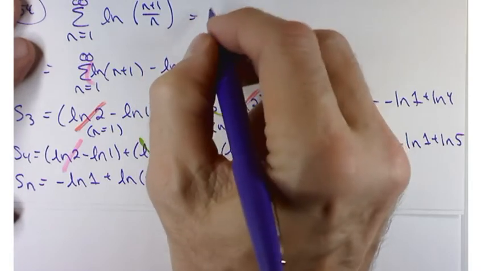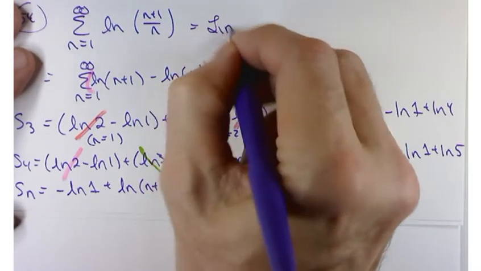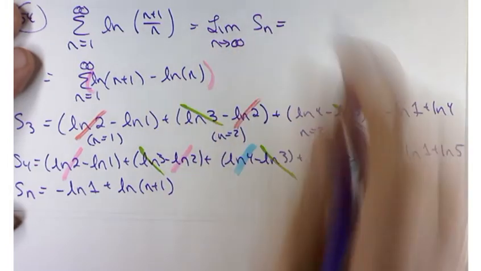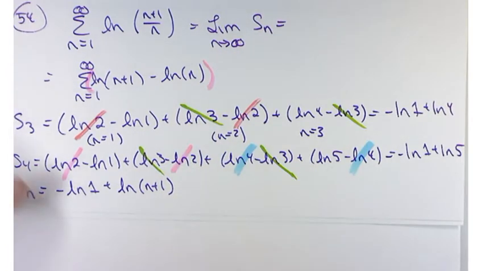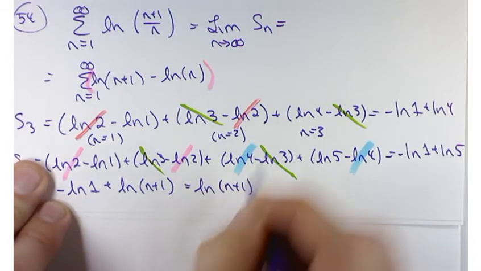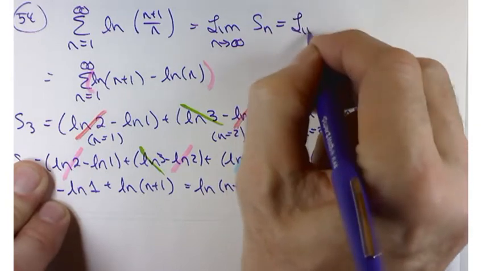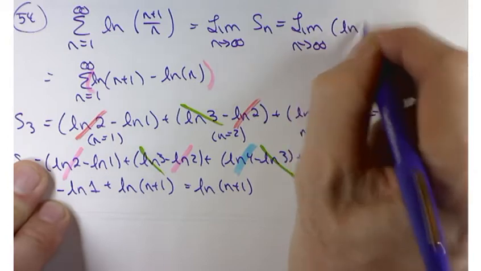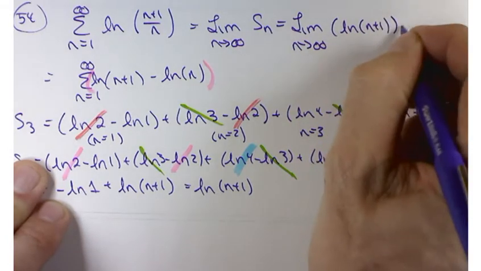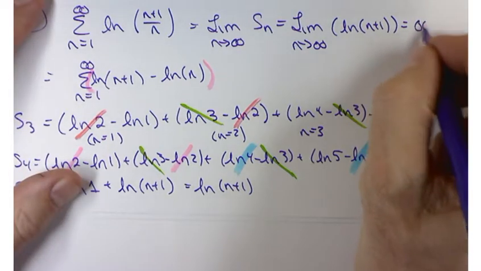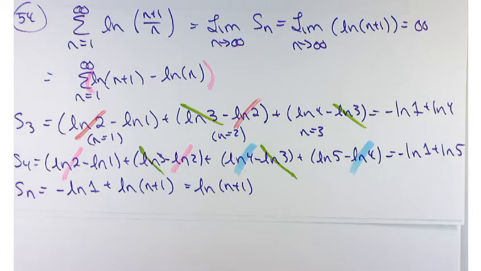So this can be thought of as the limit, as n approaches infinity, of S sub n. Since this is just a 0, let's call that ln of n plus 1. The limit as n approaches infinity of ln of n plus 1. What's that limit? Infinity. Yeah. Basically, it diverges.